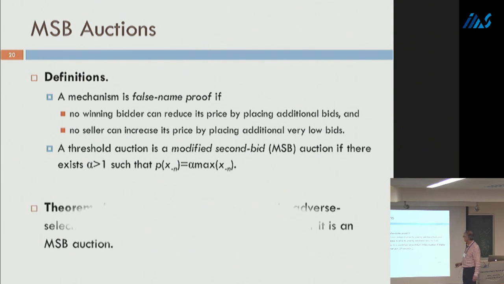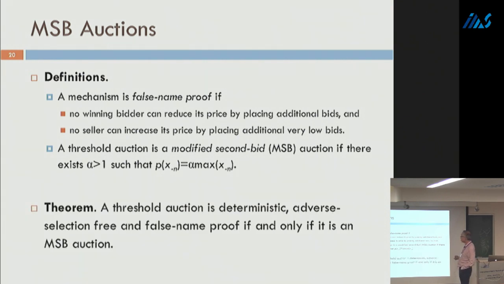Okay. And then a theorem: a threshold auction is deterministic, adverse selection free, and false name proof if and only if it's a modified second bid auction. So what this axiomatic approach tells us is that there's exactly one solution to this problem. Again, it's not an optimal auctions problem. It's an axiomatic characterization. Nobody's going to be able to agree about probability distributions, but we want the thing to be adverse selection free and false name proof, then it's a modified second bid auction. That is, it awards the item to the highest bidder if and only if the highest bidder's bid is at least alpha times the second highest bid.